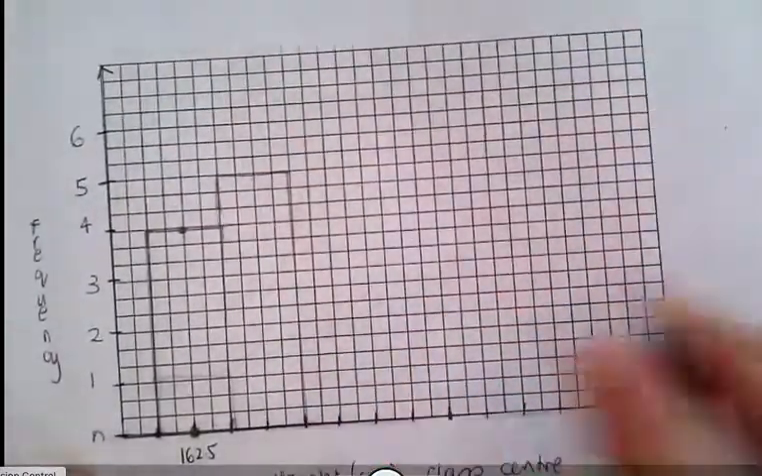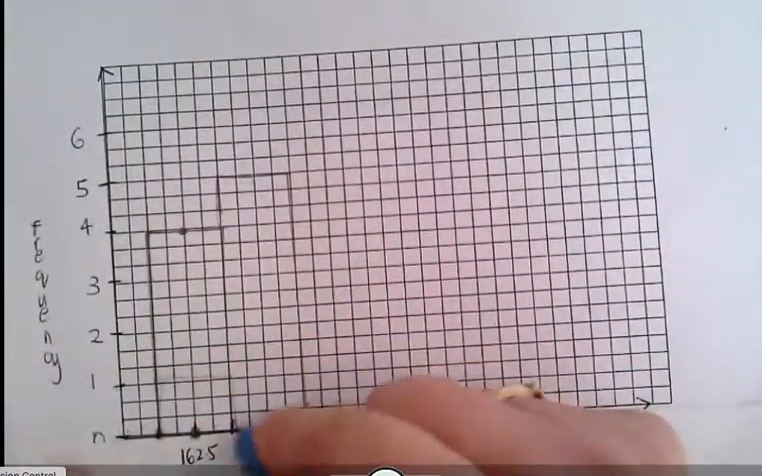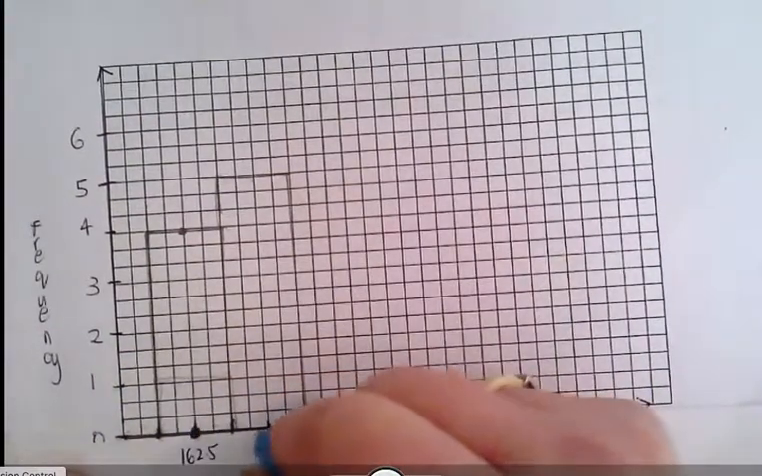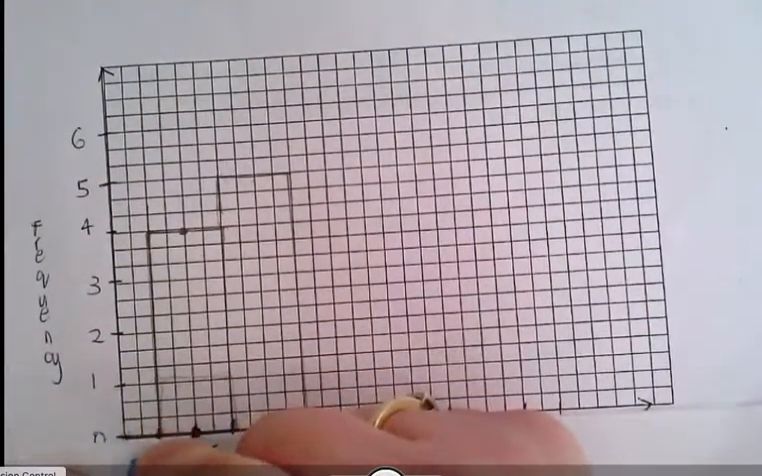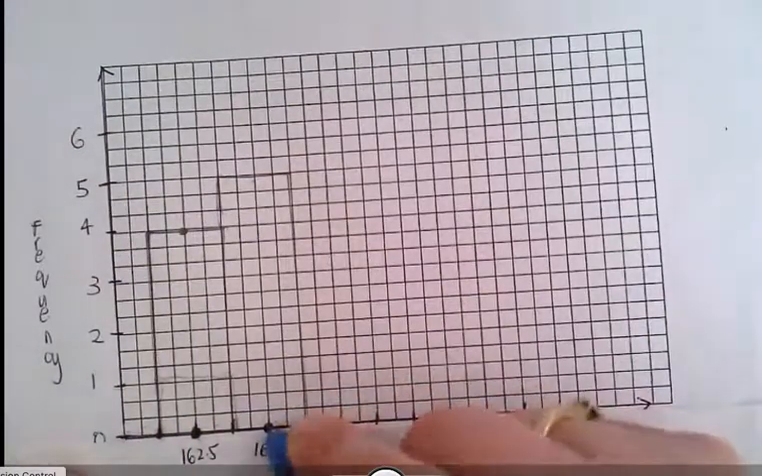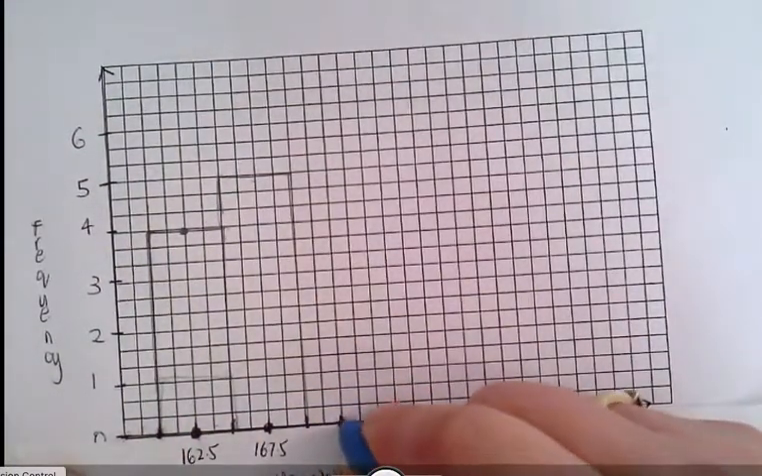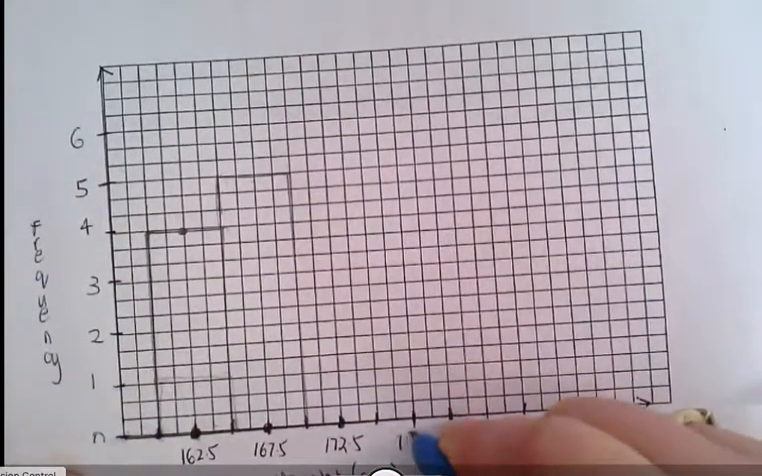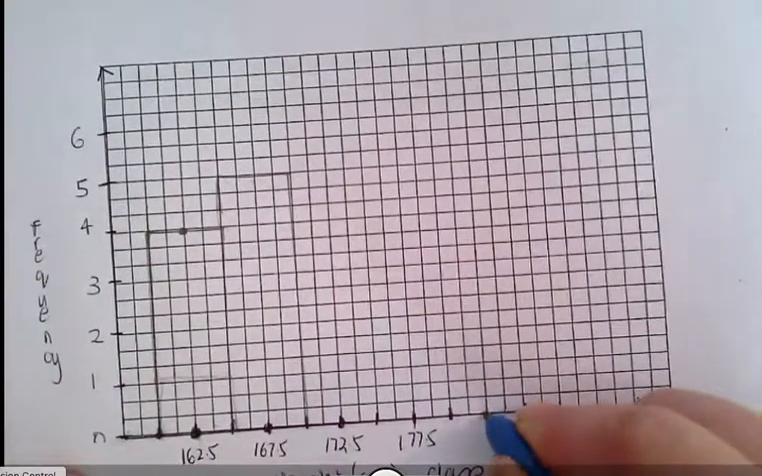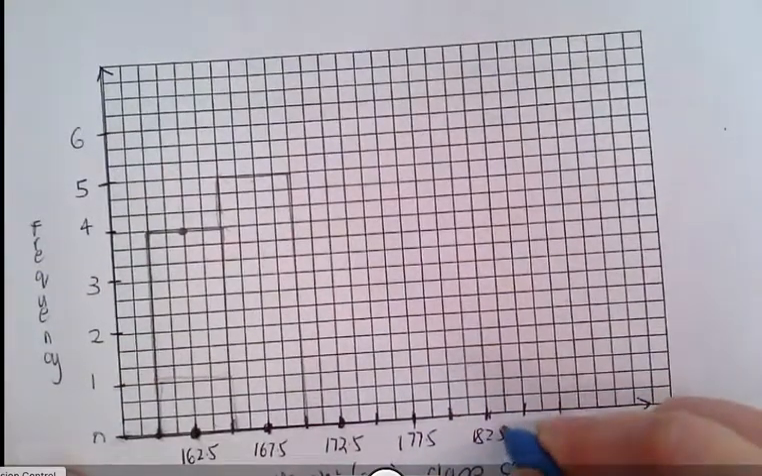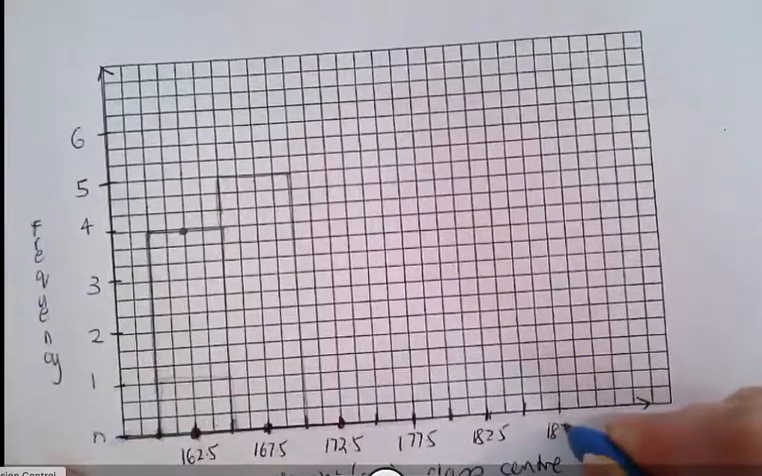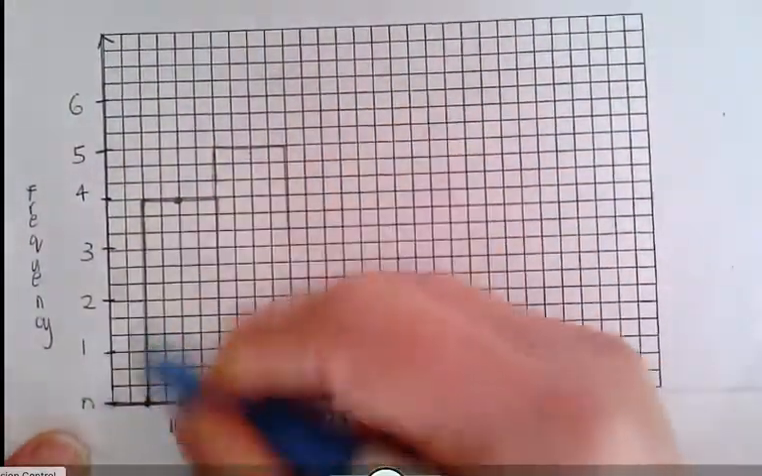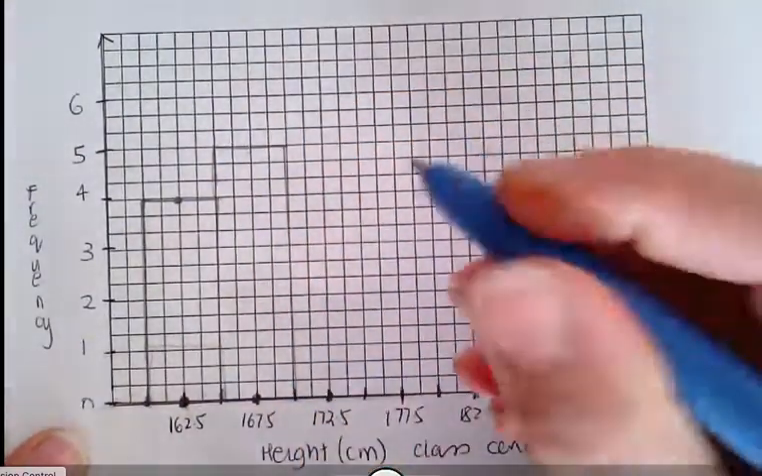The next class center, if it was 4 wide, would be 167.5, halfway through. Another 4 would be my next class center, 172.5, then 177.5, then 182.5, and 187.5. They're my class centers. So I don't have to draw the histogram, but if I did, that's what it would look like. I'm just going to draw the polygon.